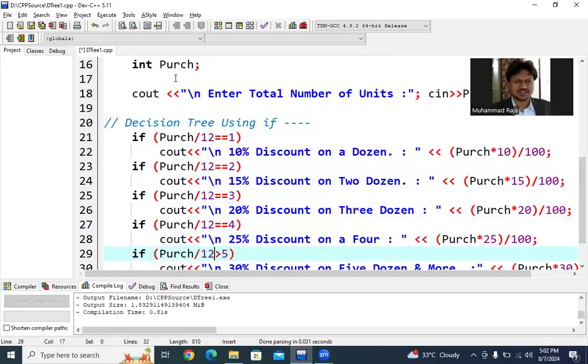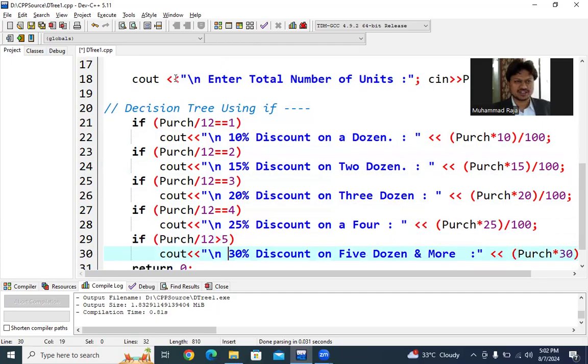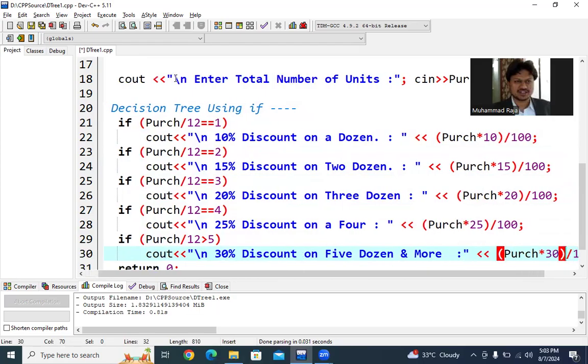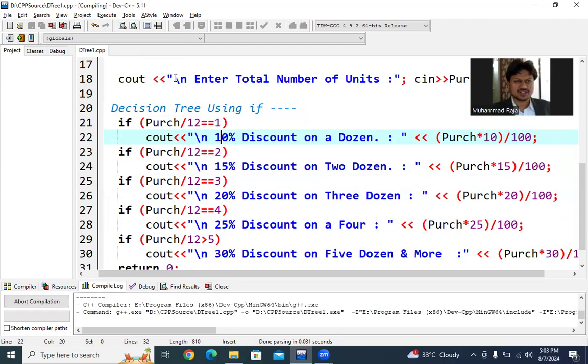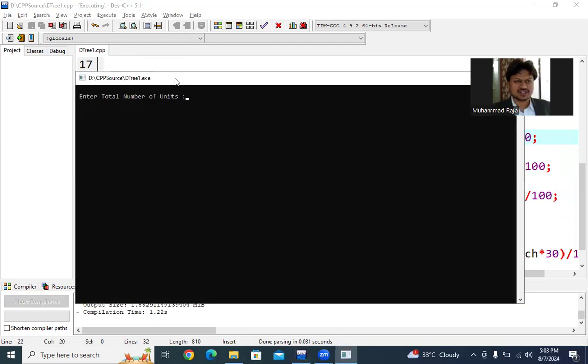Similarly, here I put the greater than sign, so that if purchase divided by 12 and the resultant is 5 or more, either 5 dozen or more, it gets 30% discount, and similarly the same calculation. Very simple calculation. Hope everybody is able to understand this calculation. Let's see, dozen by dozen. First we carry on. We check how it works. I compile it first. Okay, now I enter 12 units. First we go with the round figures.